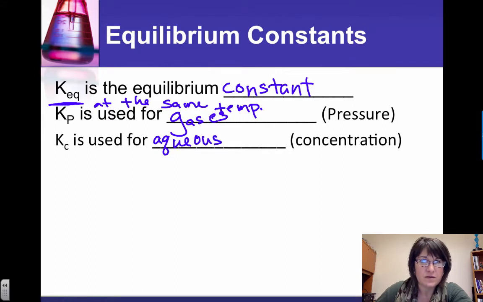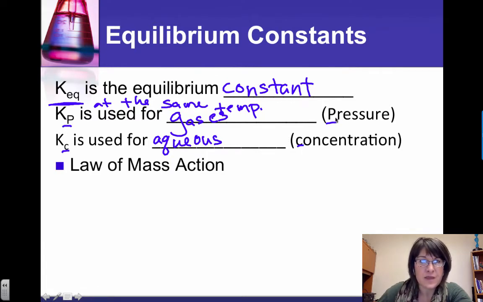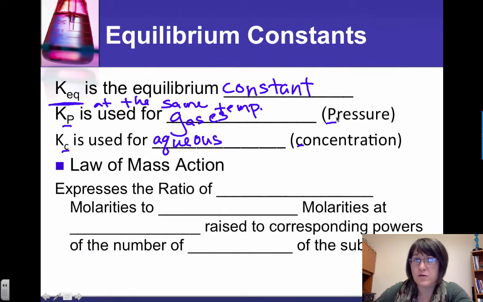Did I spell that right? Looks good. Okay, for aqueous solutions, because Kc refers to concentration, Kp refers to pressure of gases. And I'm going to be picky about you using the right one.